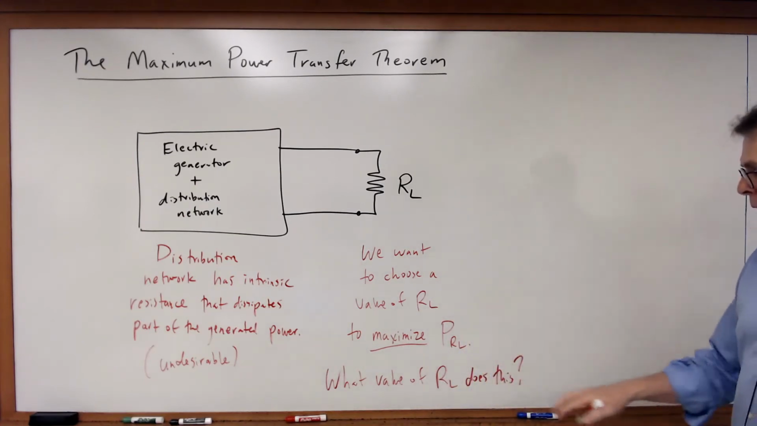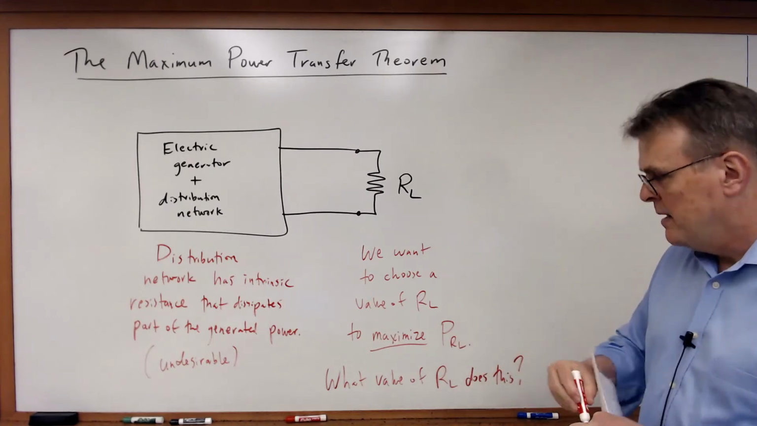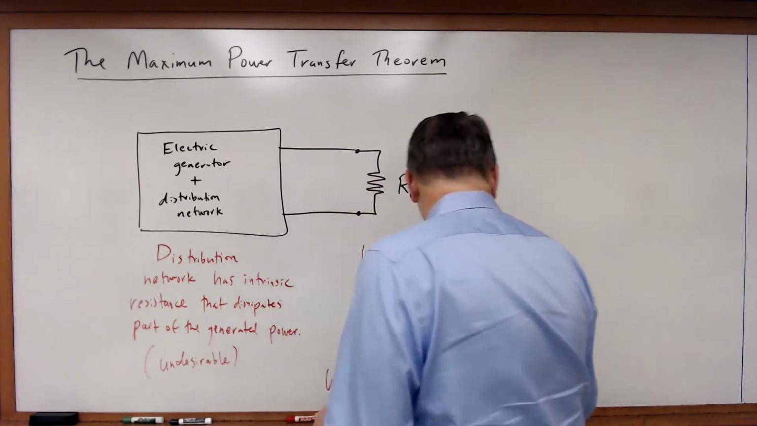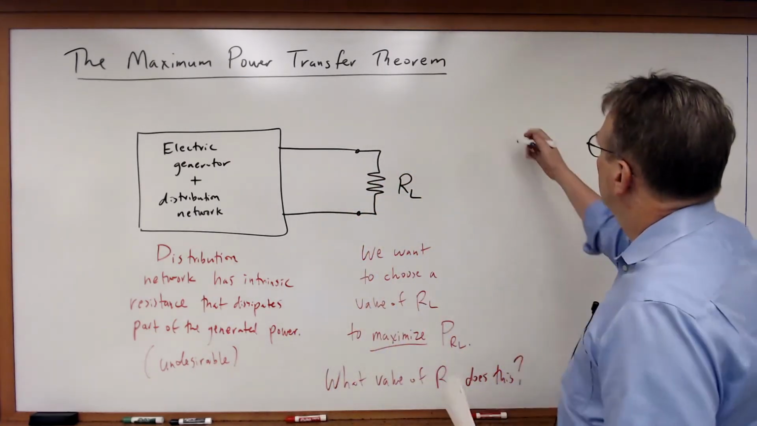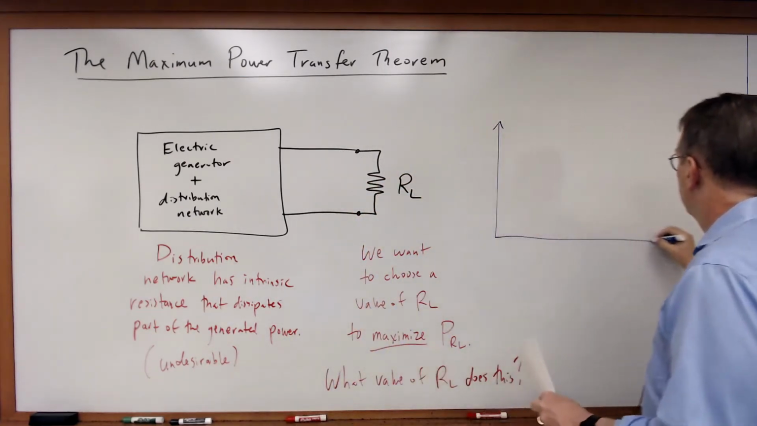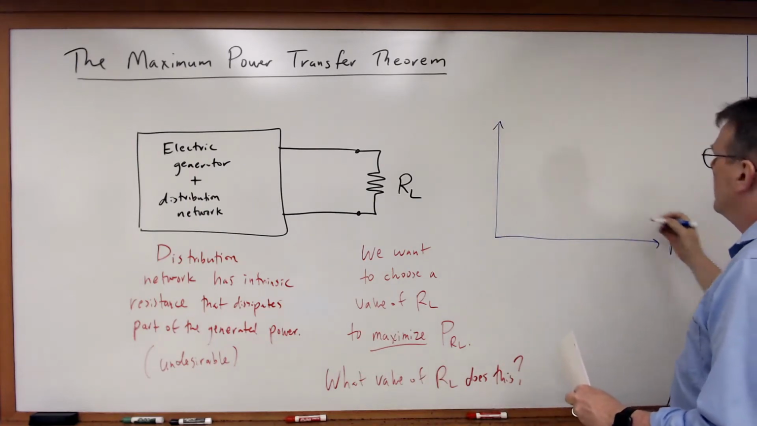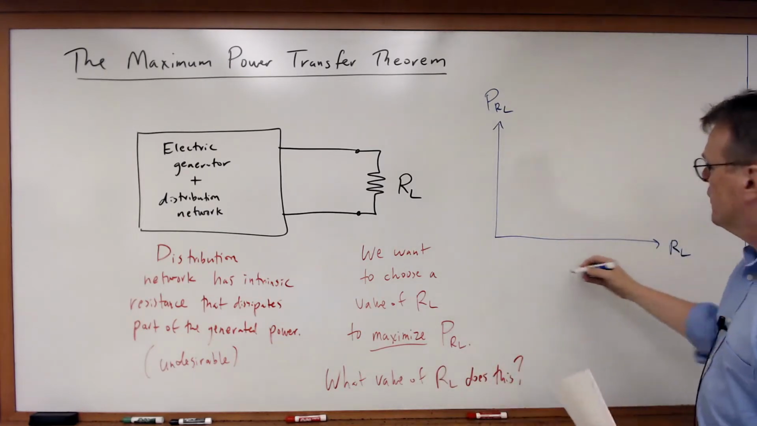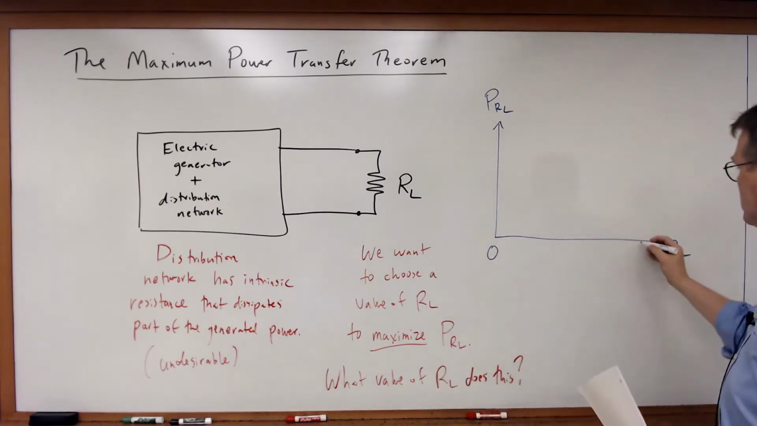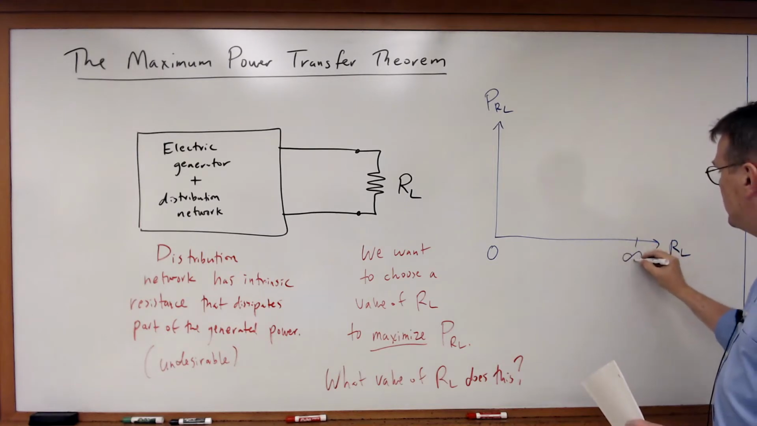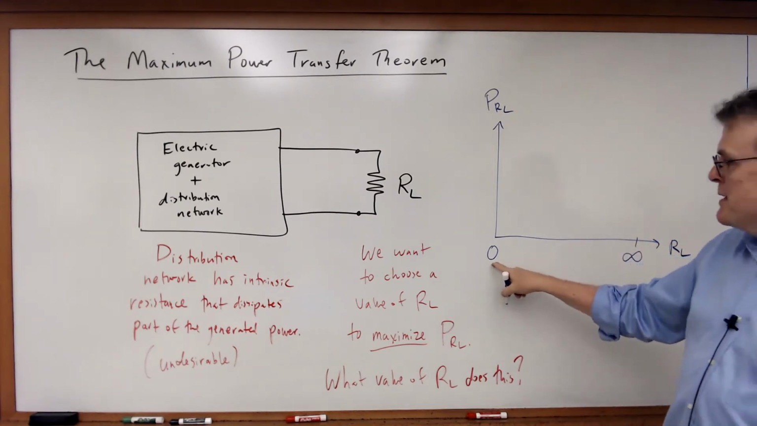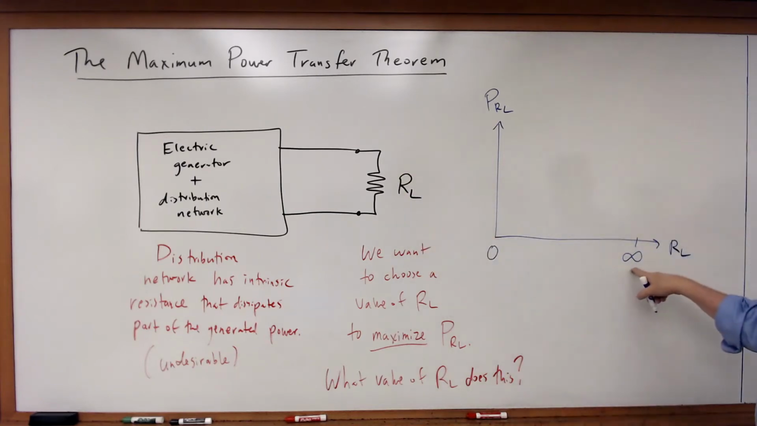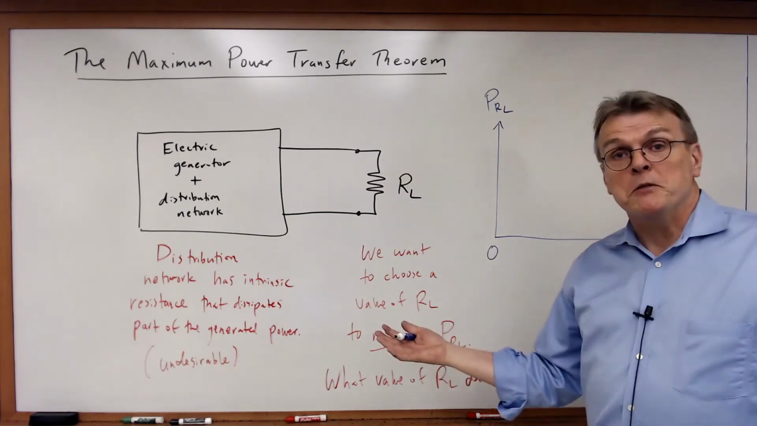So if you think about it, I could plot power versus resistance. For example, I could do a plot like this. If I were to plot R sub L versus the power in R sub L, I'll create a plot where it's 0 at one part of the scale and infinity at the other. So this represents if the load resistance is just a wire, a short circuit. And when it's infinity, that represents if the load resistance is an open circuit.